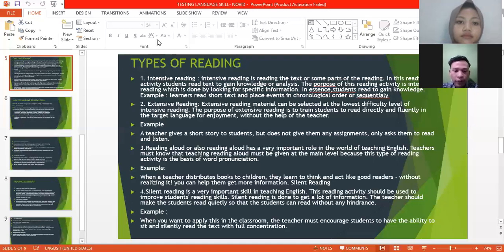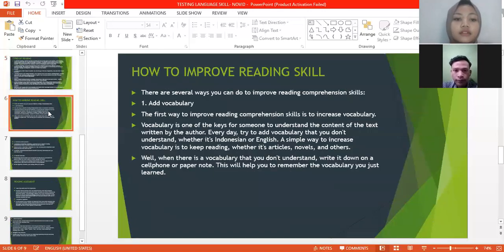Okay, the next material will be presented by Novi Damayanti. For Novi Damayanti, time is yours. Okay, thank you, Diki. I will continue the material.